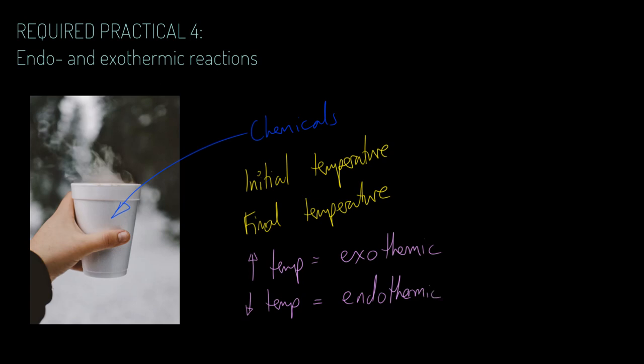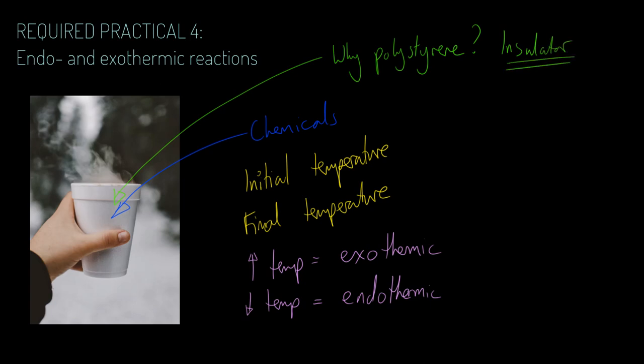I mean, honestly, there are not a huge number of interesting questions arising from this experiment. The only one that I can think of is why polystyrene? Well, it's because it's an insulator. Seeing as this experiment is all to do with temperature changes, the last thing that you want is your heat energy leaking out and dissipating into the surroundings and giving you an incorrect result. So you will probably do it in a polystyrene cup.